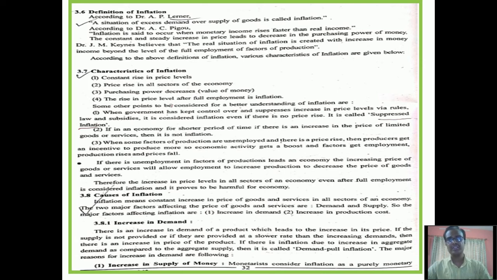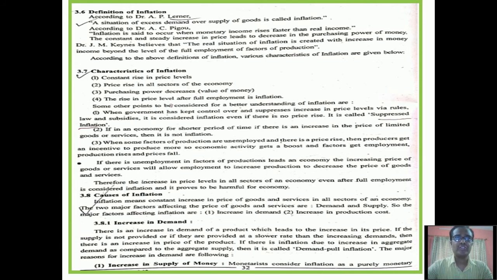Some other points are to be considered for a better understanding of inflation. First is when the government has kept control over prices. This is a very important first point for the MCQ or one sentence. What is suppressed inflation? When the government has kept control over and suppresses the increase in the price level via rules, law and subsidy, it is still considered inflation. Even if there is no price rise, because the government pressurizes and cuts the price rise, in the economy the pressure is still going on, but as per pressure of the government, through some subsidy or some other reason, the demand is not increased and the price is not increased. Even then it is called inflation, and that is called suppressed inflation.